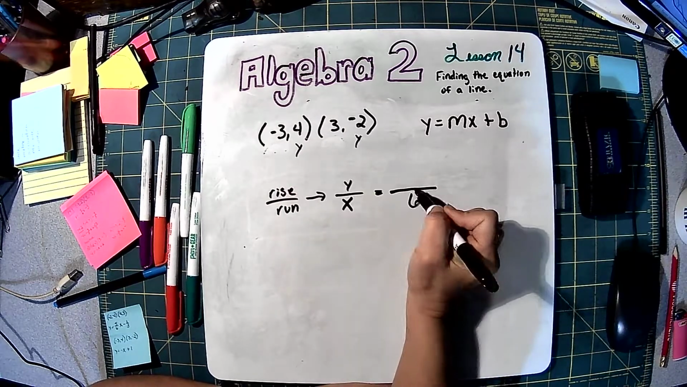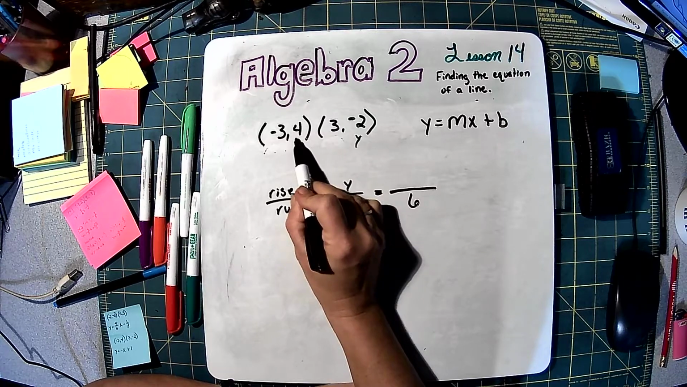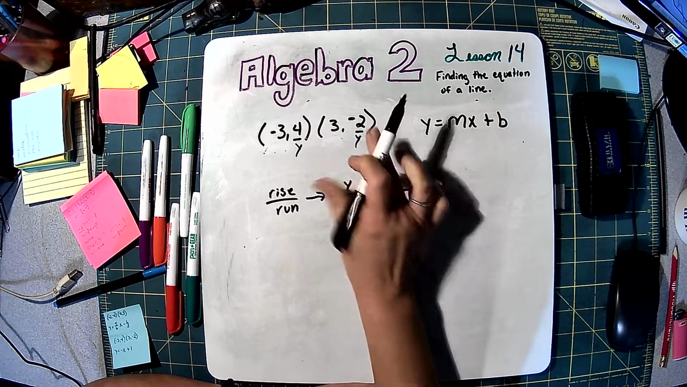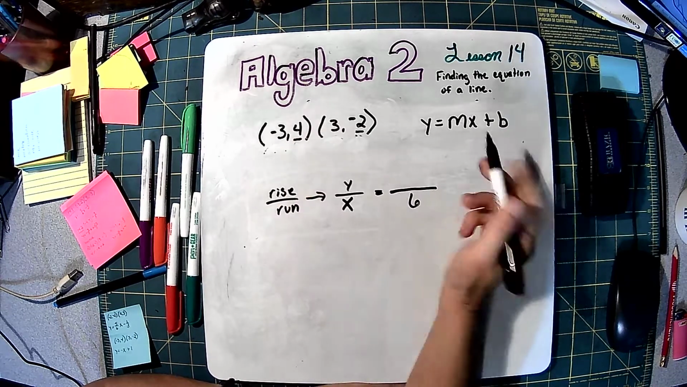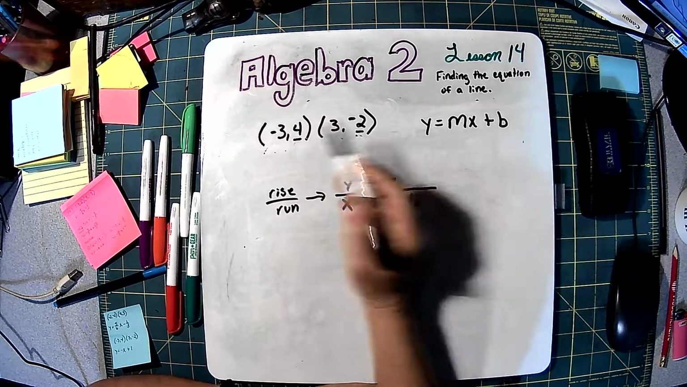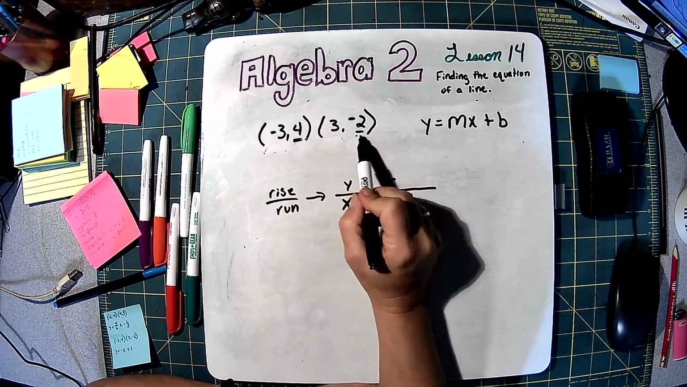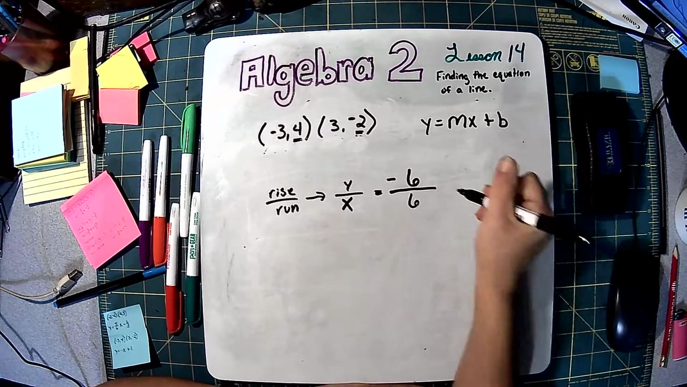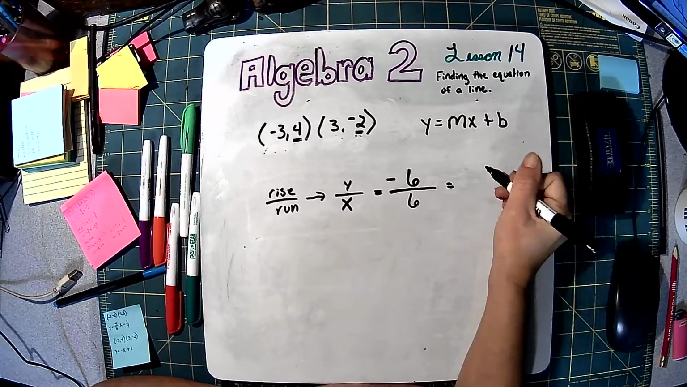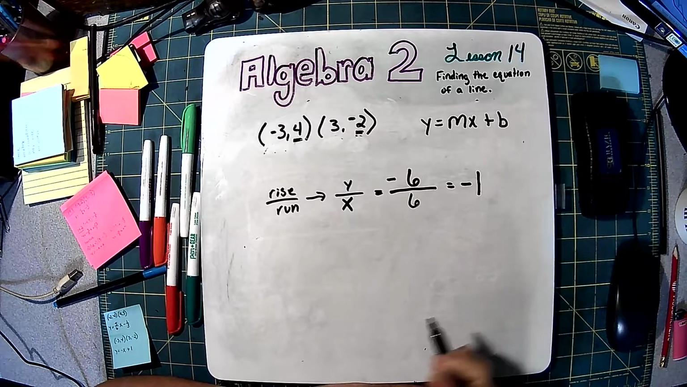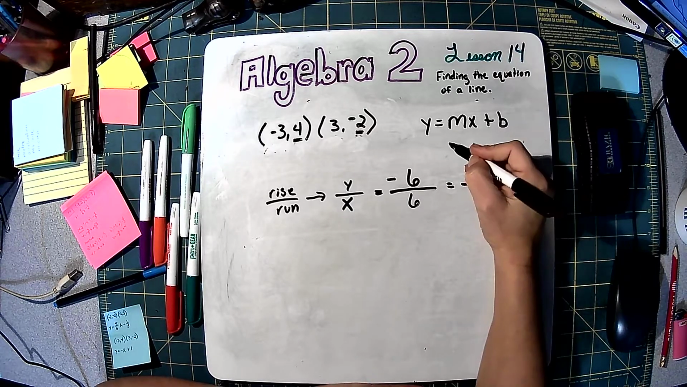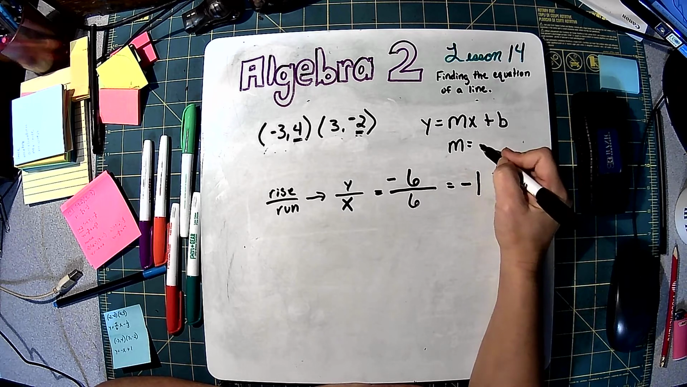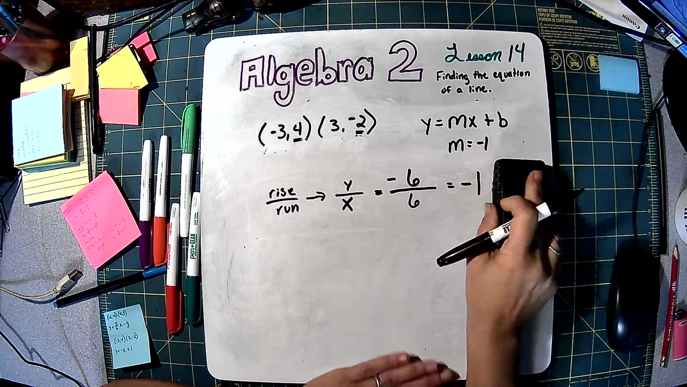Now my y value goes on the top. So that would be 4 to -2. So on this one, I went down. I'm going to have a negative value. So I went from +4 down to -2. So I went down 6. All right, so -6 over 6 is going to be the same thing as -1. So that means my m, my slope, is equal to -1.